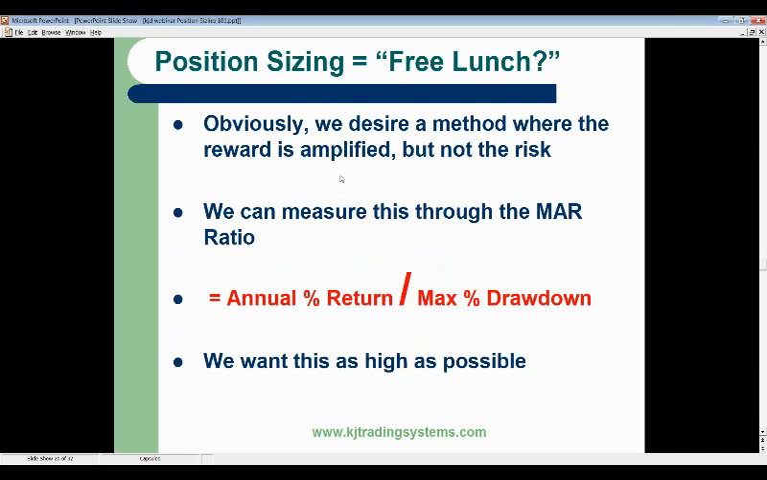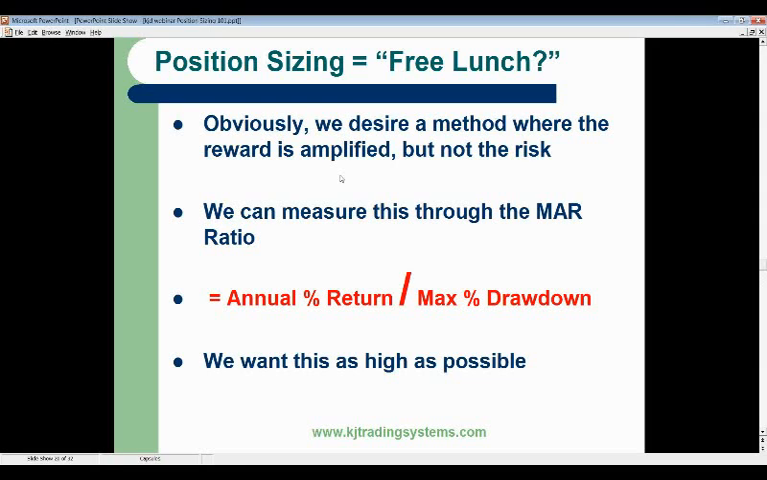One of the other things you might be wondering, especially with some of those high-flying position sizing techniques where you can quadruple your money every year, is can you get risk without reward? Because that's really what you're looking for with position sizing. You're looking to get a lot more reward out of things without additional risk.